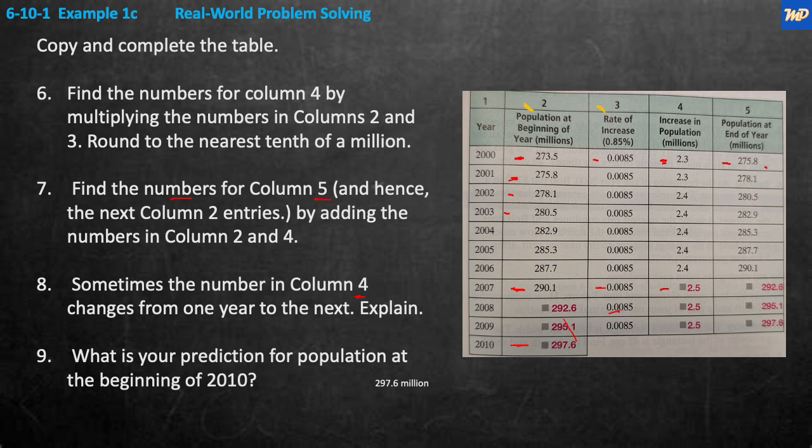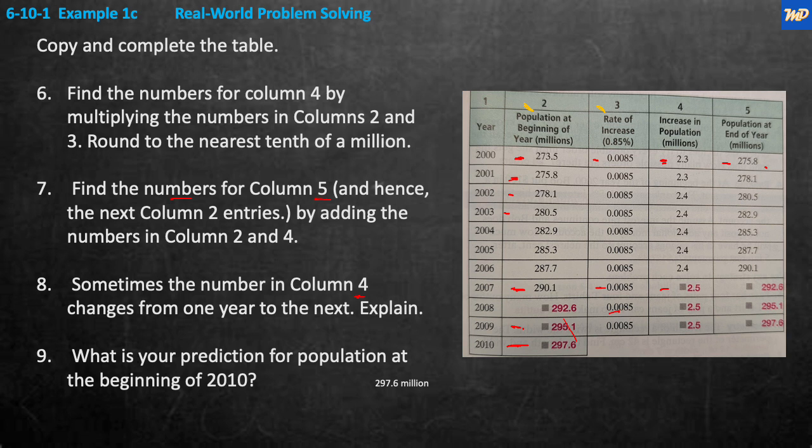You see how it's going? And now you move that one, as I said, to the beginning, because the end of 2008 is the beginning of 2009. So we just put the number 295.1 in 2009, multiply that by 0.0085, and we end up with 2.5 again. Add 2.5 to 295.1, and we get 297.6. And lo and behold, that's the value for the end of 2009, and the beginning of the year is 297.6. And that is the answer to this test here, if you will.